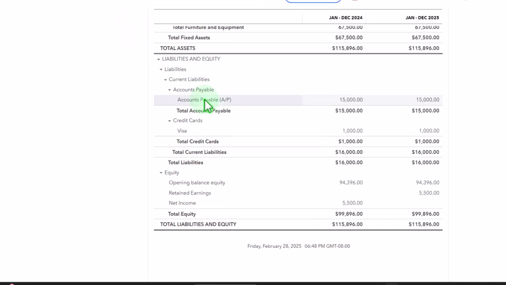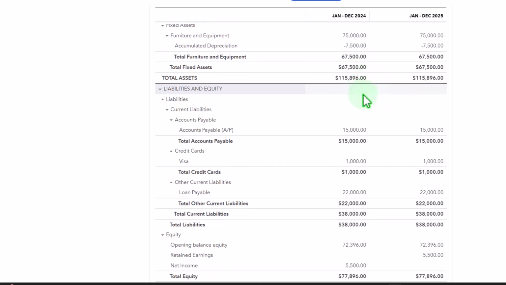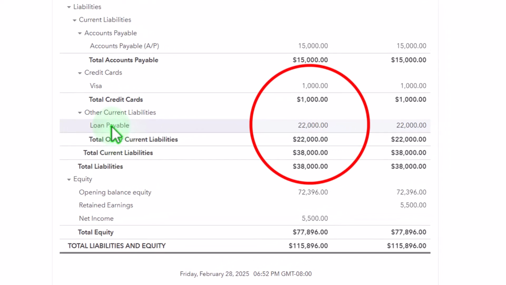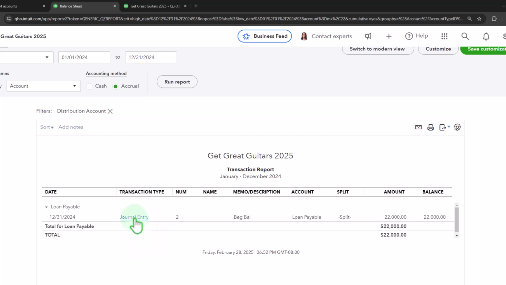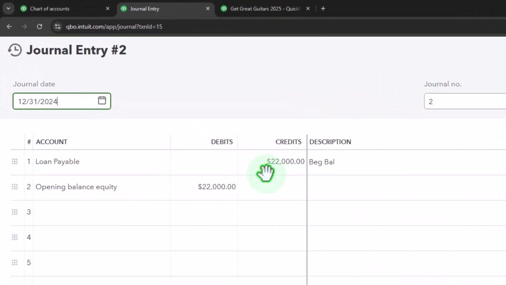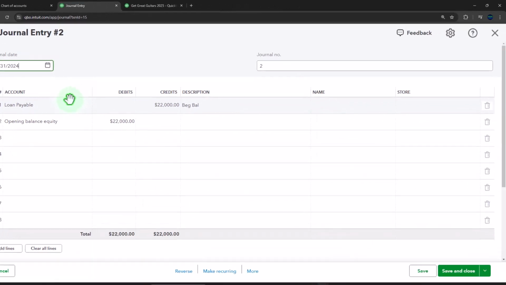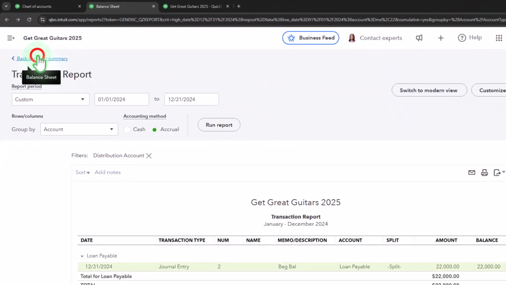We're running long. Let's run this thing and then run it out. There's the loan payable. Let's go into it, and boom, entered with a journal entry. If I go into that, it's not going to show the register, but a journal entry with debits and the credits. Closing that out. Let's go back.